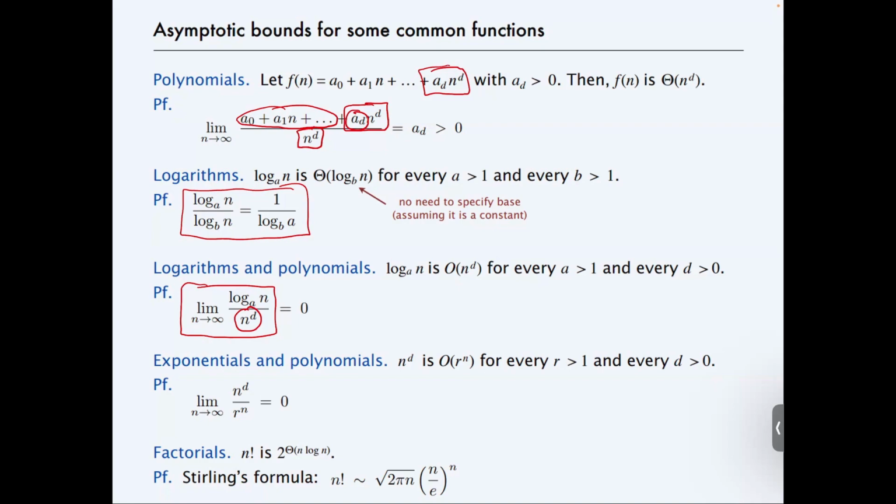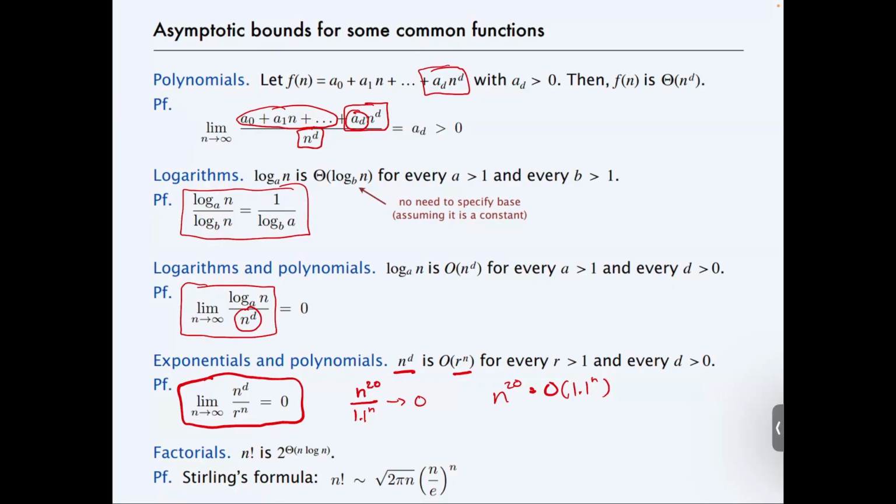Exponentials and polynomials look like this. So if you have n to the d, that thing is big O of r to the n for every r greater than 1 and every d greater than 0. So what this means is if you have n to the 20, this thing is big O of 1.1 raised to the nth power. And the proof for this is here. So n to the d divided by r to the n will approach 0. What that means is n to the 20th over 1.1 to the n will eventually approach 0 as n goes to infinity.